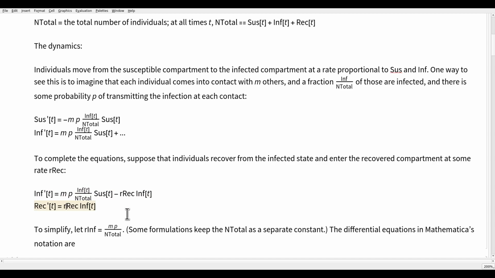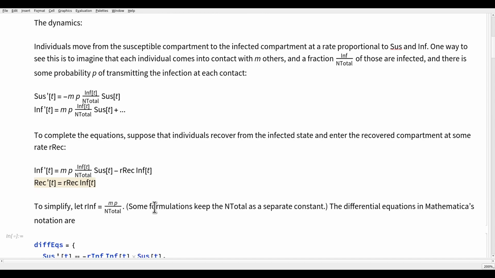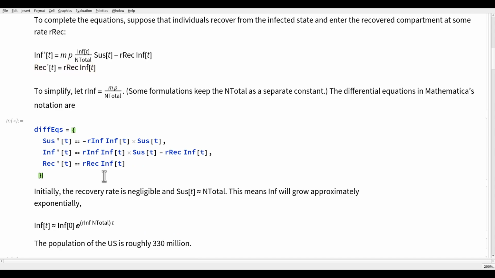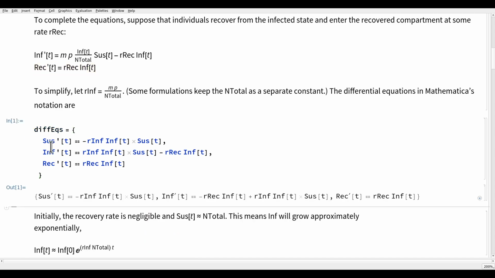And just to keep things simple, I'm going to define rInf to be an infection rate that's going to replace everything here except for the INF of t, which brings us to these differential equations in Mathematica notation. And let me evaluate those. So you can see here the susceptibles are moved to the infected compartment, and infected people eventually move to the recovered compartment.